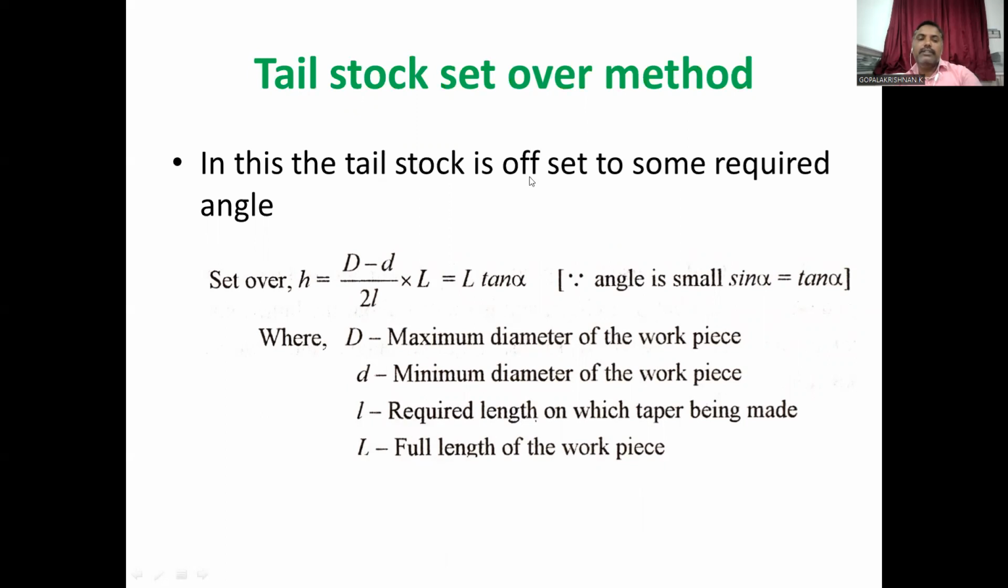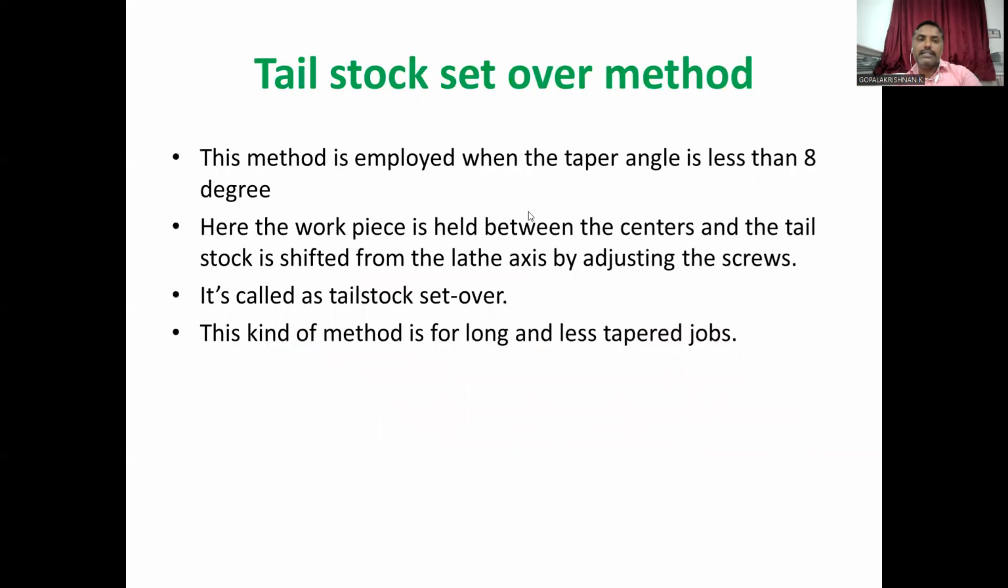Here D is the maximum diameter of the workpiece, small d is the minimum diameter of the workpiece, L is the required length on which the taper is being made, and capital L is equal to the full length of the workpiece. This method is applied when the taper angle is less than 8 degrees.